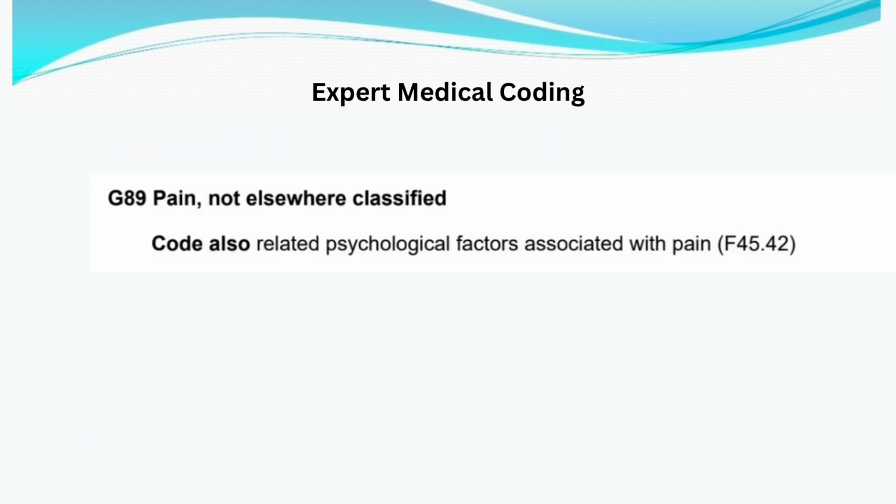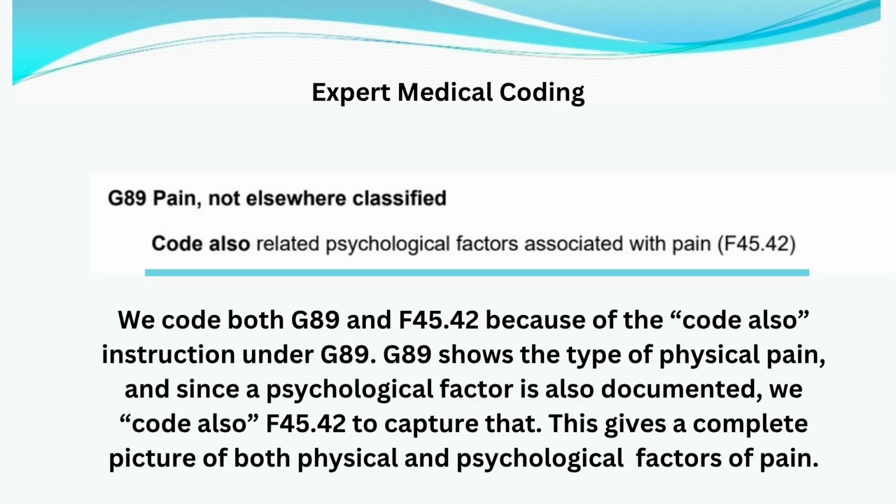If you go to tabular and search for G89 category, there you will find code also instruction, code also F45.42. We code both G89 and F45.42 because of the code also instruction under G89 category. G89 shows the type of physical pain, and since a psychological factor is also documented, we code also F45.42 to capture that. This gives a complete picture of both physical and psychological factors of pain.